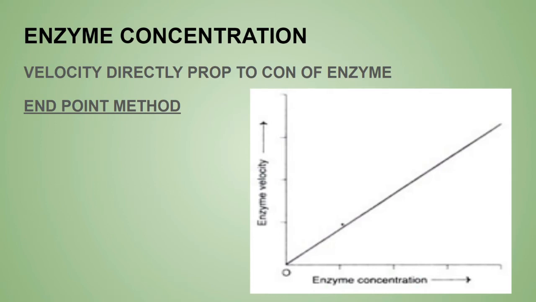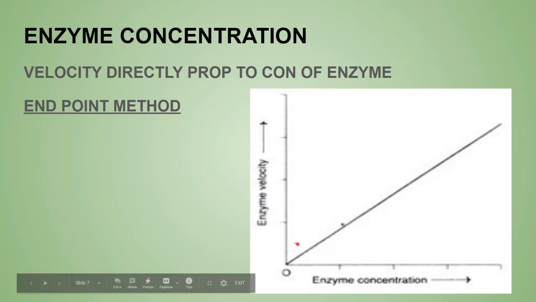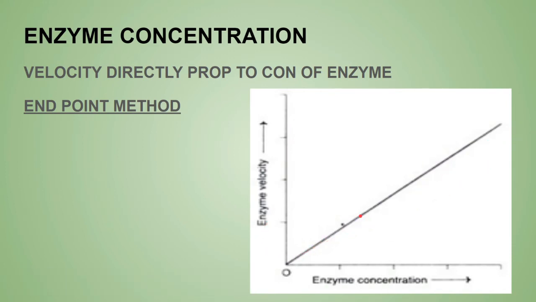So whatever product we get will be equivalent to the amount of enzyme in a particular reaction. Because the velocity is directly proportional to the concentration of enzyme, the graph of enzyme velocity against enzyme concentration is a straight line. As this increases, this will also increase. So just remember, whatever amount of substrate is present in a particular reaction, the amount of product always depends on the amount of enzyme, or the concentration of enzyme.